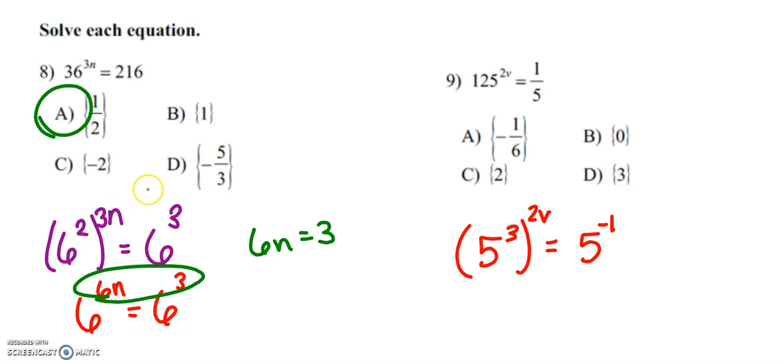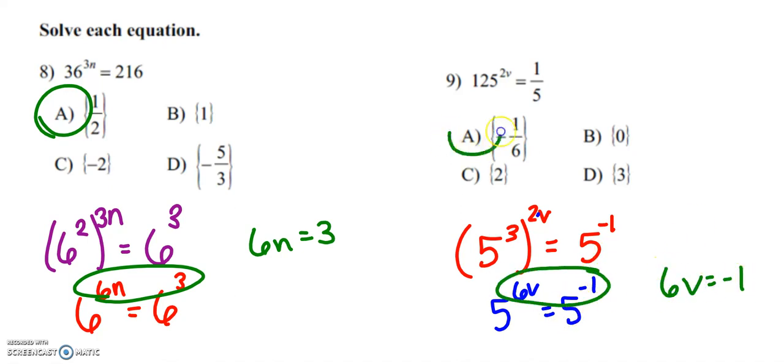So just like on this last one, when you have a power raised to a power, you're going to multiply. So this is 5 to the 6v equals 5 to the -1. Now that my bases are the same, I can say that 6v is equal to -1, which means that v is equal to -1/6.